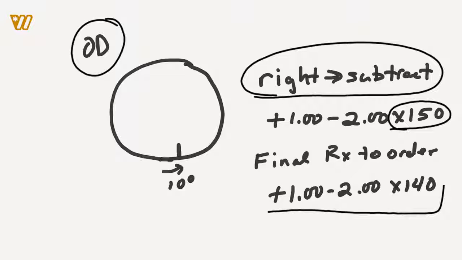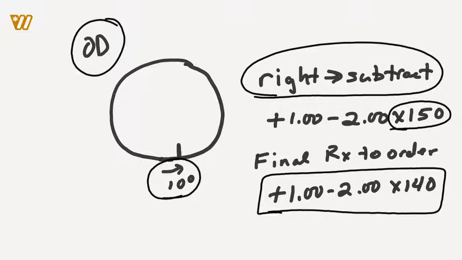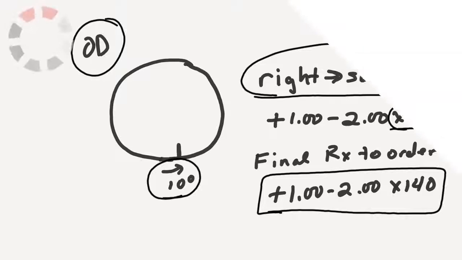So our final contact lens that we're going to order is going to be +1 -2 axis 140, and that's to compensate for this consistent 10 degrees rotation. Awesome, guys, let's keep on going.